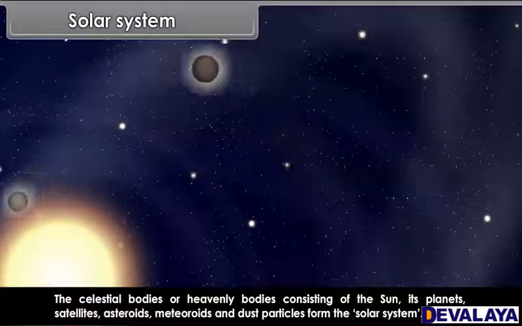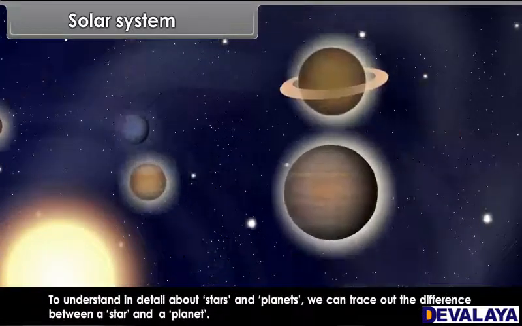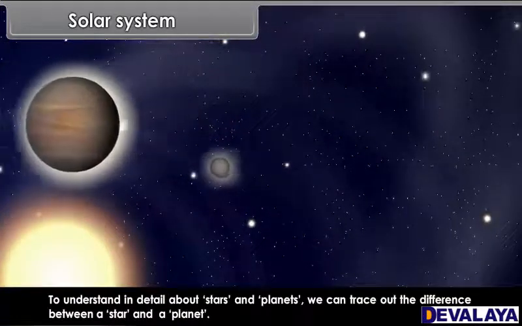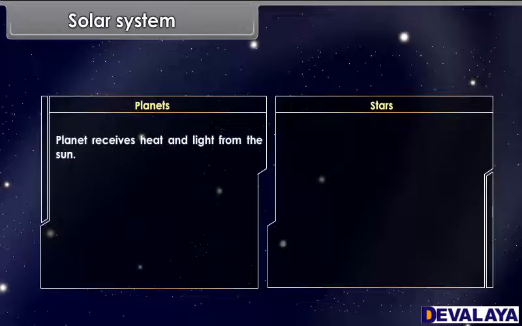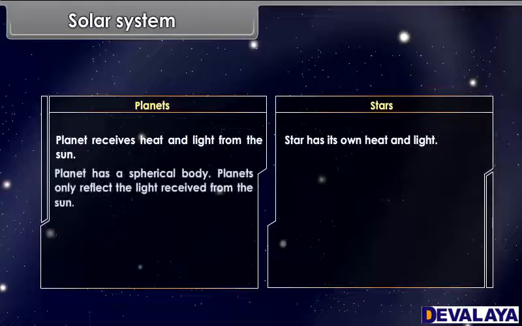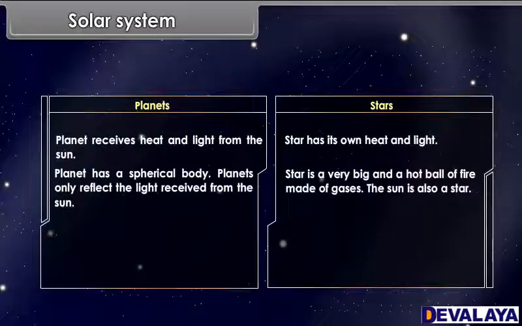solar system. To understand in detail about stars and planets, we can trace out the difference between a star and a planet. Planet receives heat and light from the sun. Star has its own heat and light. Planet has a spherical body. Planets only reflect the light received from the sun. Star is a very big and hot ball of fire made of gases. The sun is also a star.